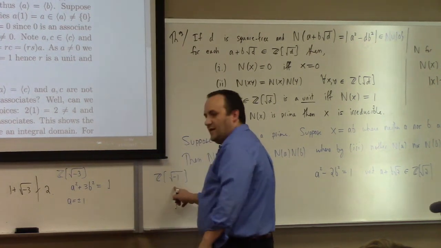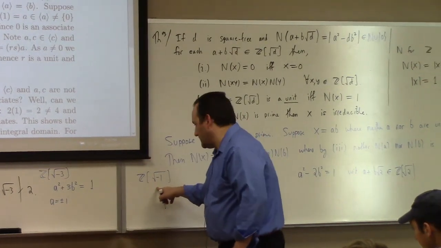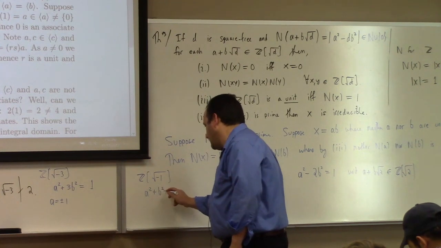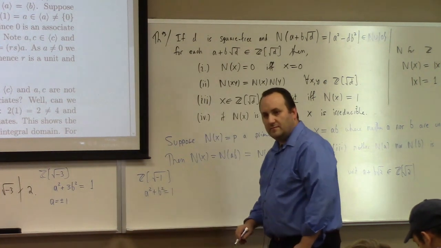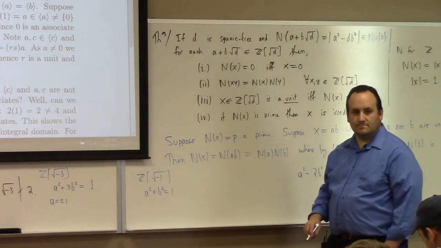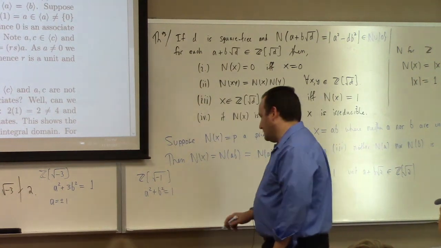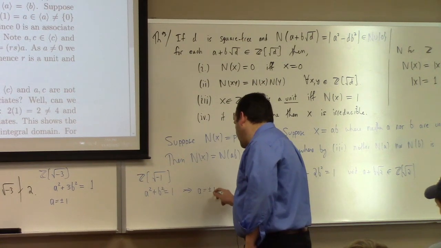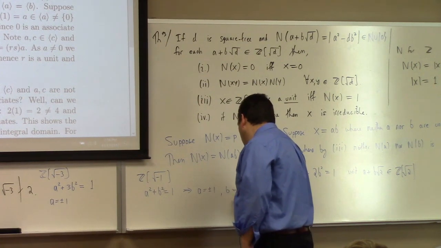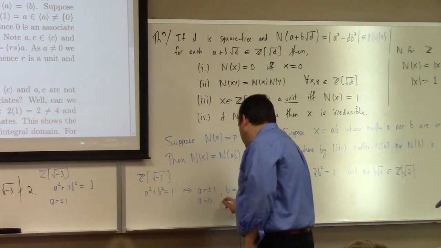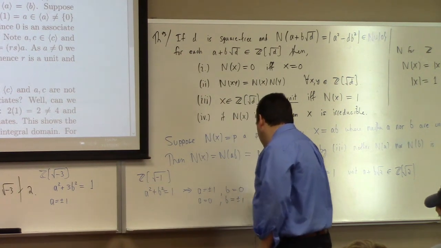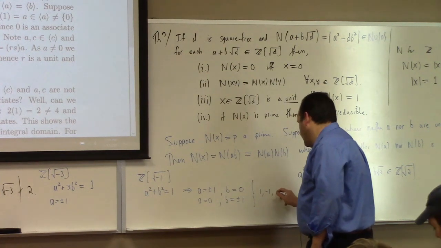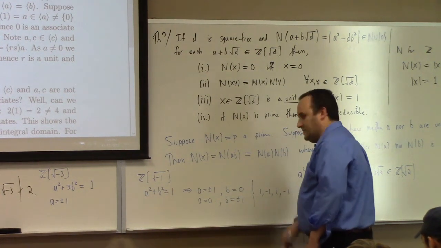Of course, this is the Gaussian integers, right? What are the units in the Gaussian integers? We're looking for a squared plus b squared equals 1, right? So one of those is 0 and the other is 1. So we have a equals plus or minus 1, b is 0, or we have a is equal to 0, and b is equal to plus or minus 1. In other words, you got yourself a 1, a minus 1, an i, and a minus i.